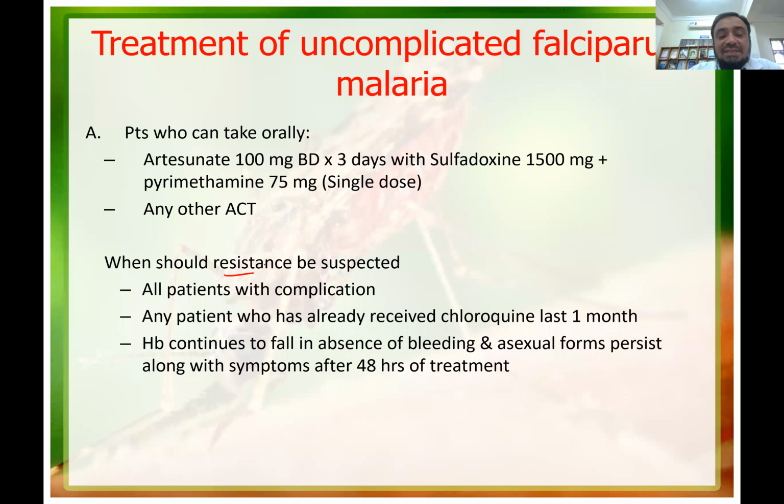So resistance should be suspected in all patients who have complication of malaria, like involvement of the CNS, cerebral malaria, or involvement of the kidneys or black water fever. So if there is a complication, suspect that there is resistance. And if there is relapse in a patient who has received chloroquine in the past 1 month, again resistance should be suspected. And if there is a continuous fall in hemoglobin in absence of bleeding, then suspect resistant malaria.